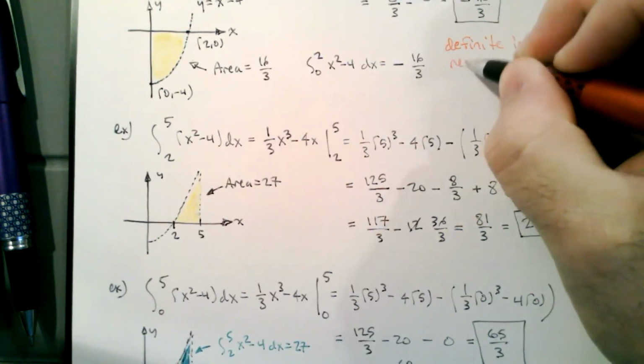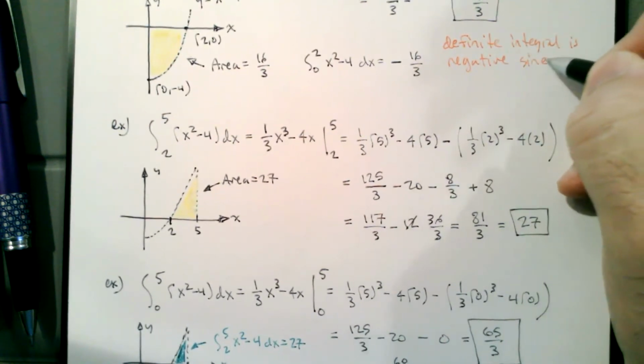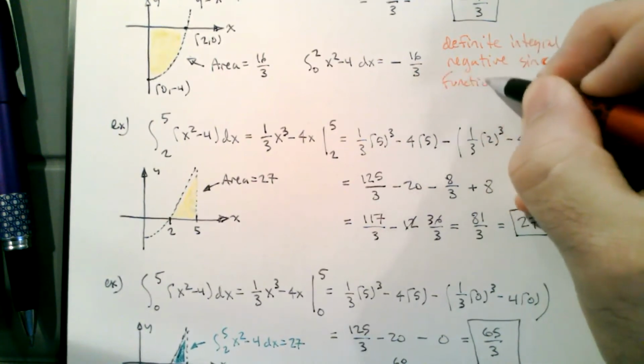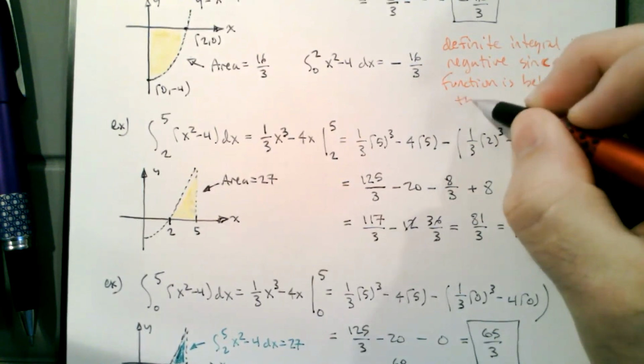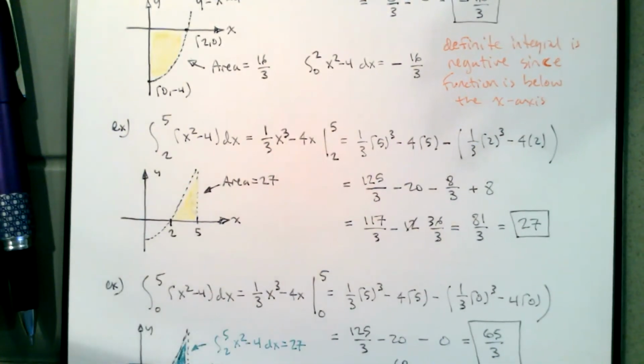So the definite integral is negative since the function is below the x-axis. So the area is 16 over 3, but the definite integral is negative 16 over 3. This is how the definite integral reads functions that are below the x-axis. It reads that area as negative.